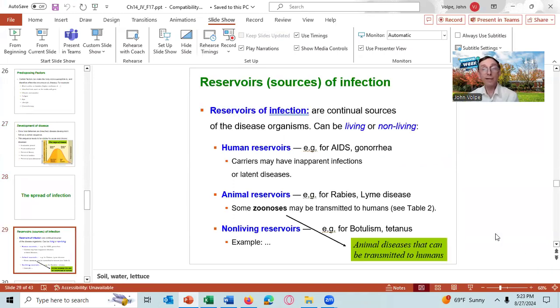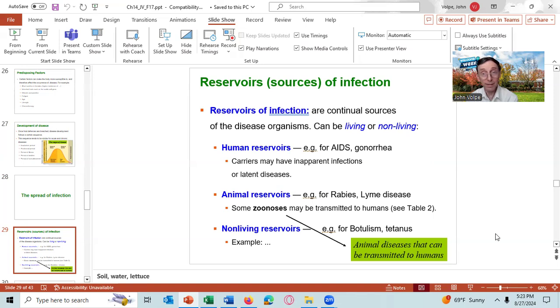There has to be a reservoir of an infection. A reservoir is a source of the disease-carrying organism. There are continual sources of disease. They can be living or non-living. Humans are reservoirs of disease.